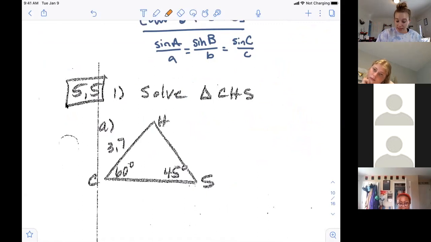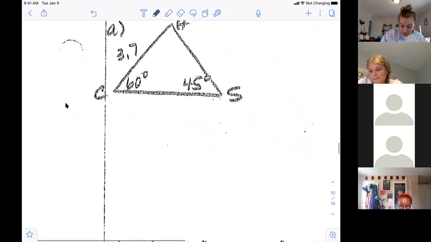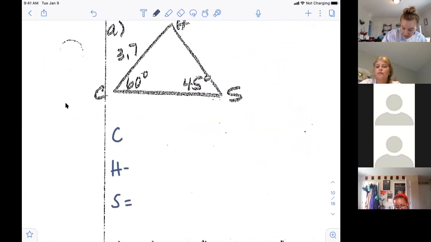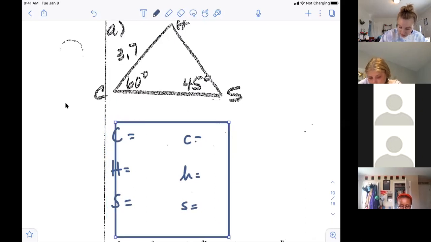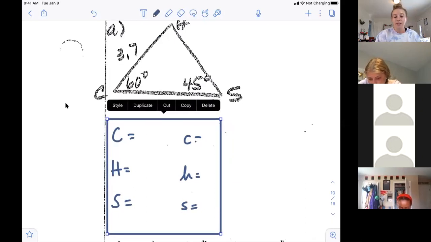All of these problems say solve the whole triangle. So solve triangle CHS. That means find everything. So that means we need to find out what big C is, what big H is, what big S is. Those are the angles. And then we need to find little c, little h, and little s. Often on quizzes and tests, and even for myself, I like to set this little box up so that I know that I'm not done until this box is full.